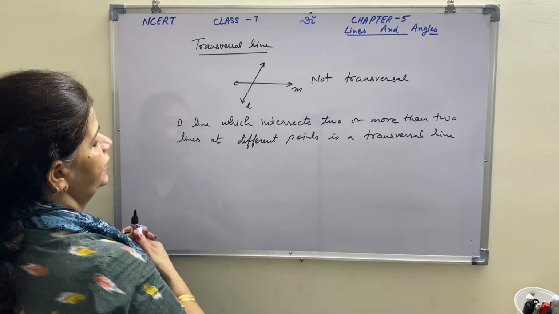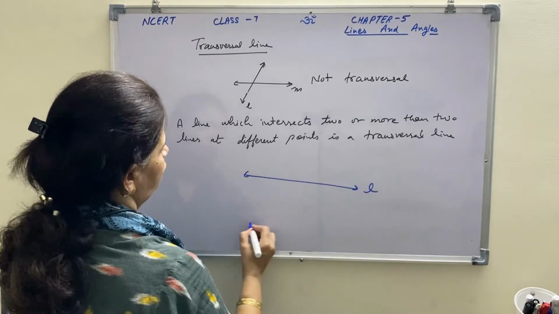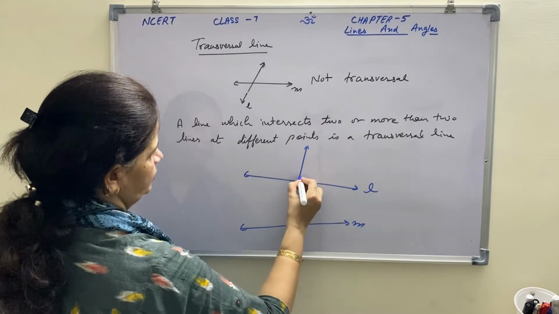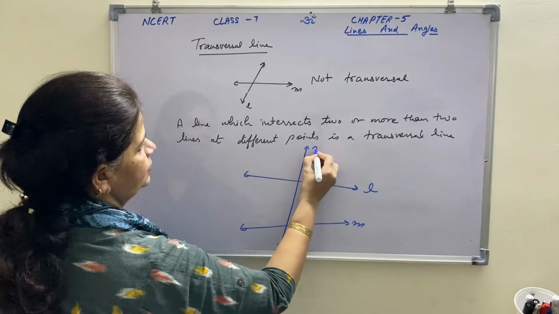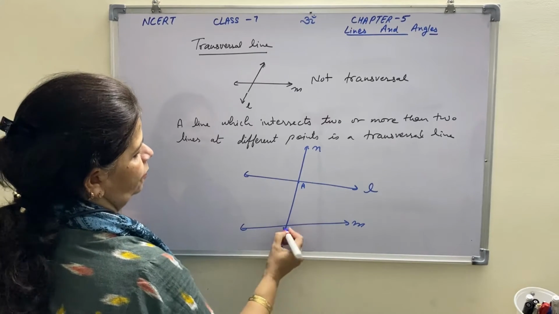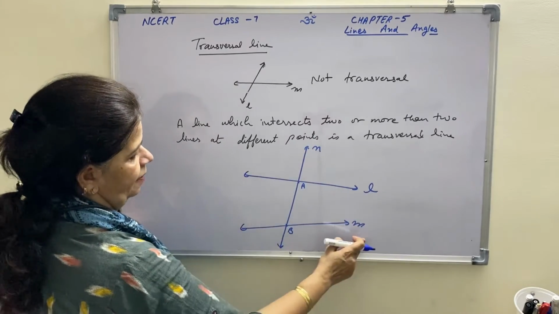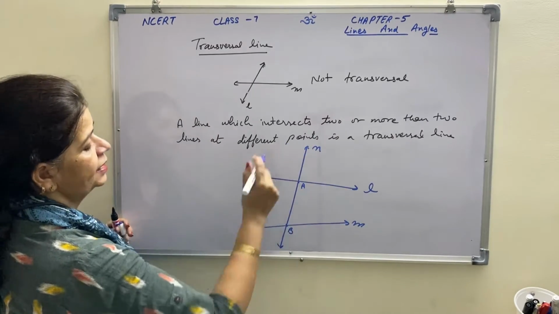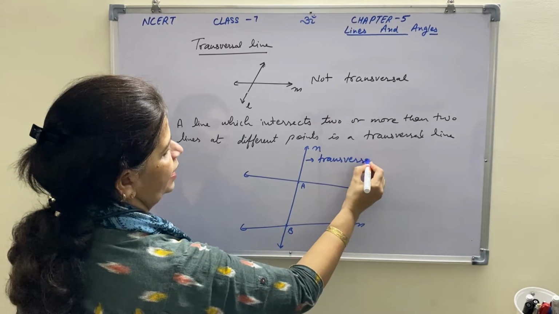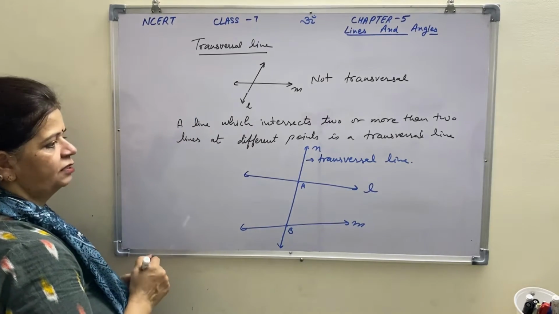What is a transversal line? Suppose we have two lines, it can be more than two, L and M, and a third line N is crossing L at a point A and M at a point B. That means N is crossing L and M at two different points, then N is a transversal line. Here N is a transversal line. Okay, so this is about a transversal line.